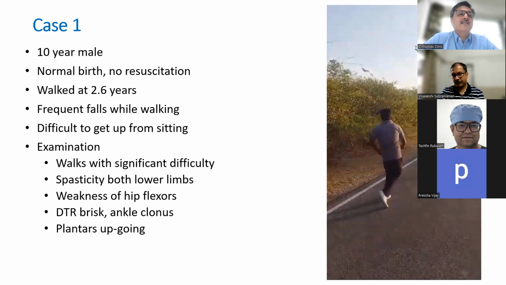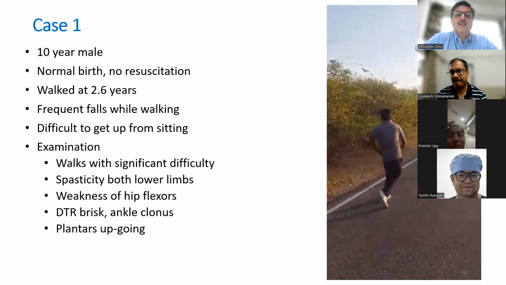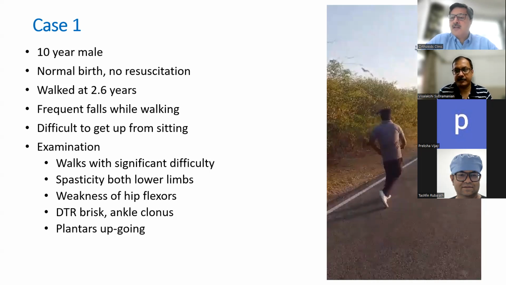So one thing is the birth history has been said to be normal. Many times in remote places, a patient might have a very subtle perinatal hypoxia and parents are not aware. We see that many times, and when we get their MRIs, they show subtle changes of cerebral palsy. So that is one thing. Normal birth and no resuscitation, we cannot say that it is not cerebral palsy.